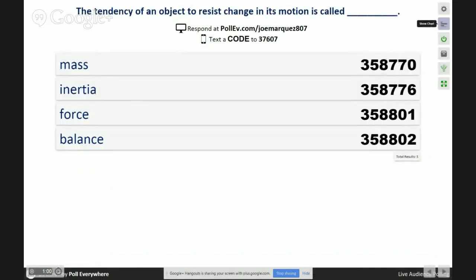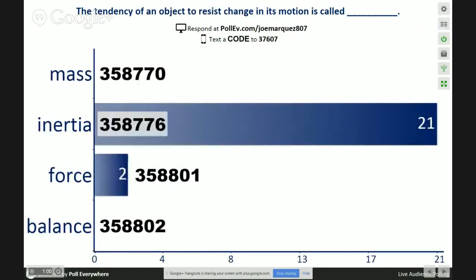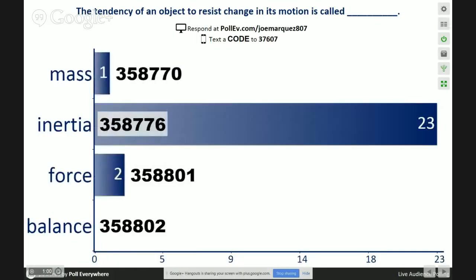The tendency for an object to change its motion, another way of saying it is objects be doing what they're already doing, is due to what? Inertia. Yes. Now, inertia is a Latin word.